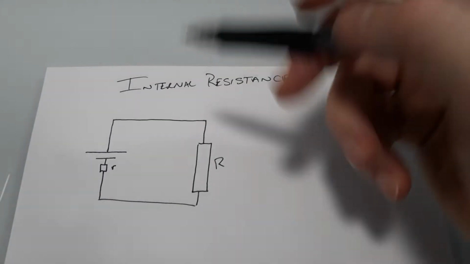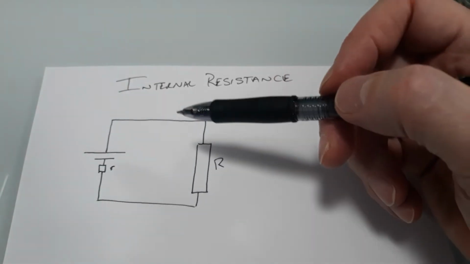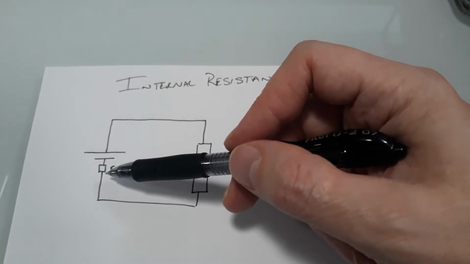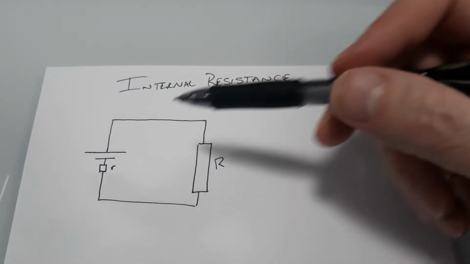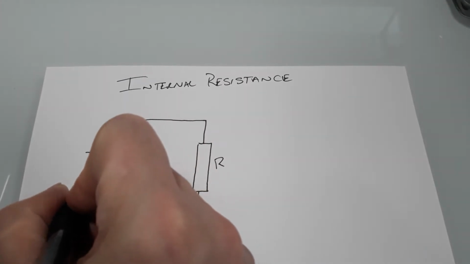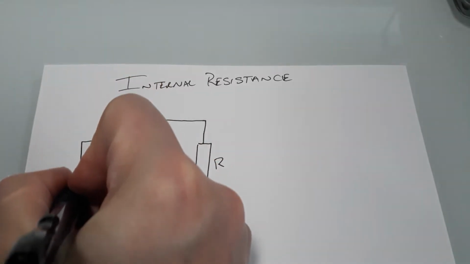This is the same symbol that we use for the regular resistor, except it's usually a fairly small resistance that exists within the battery. Now, just to make sure it's clear that this is not a resistor that's just out in the circuit, but instead it's something that is physically inside of the battery, I'm going to draw a box around this. And this is what batteries have.